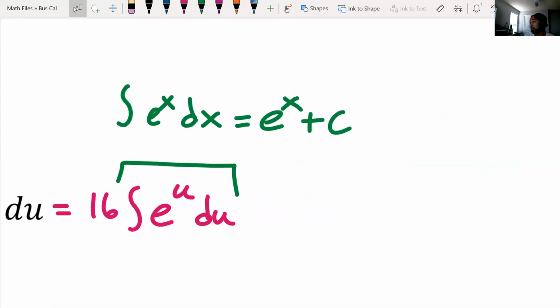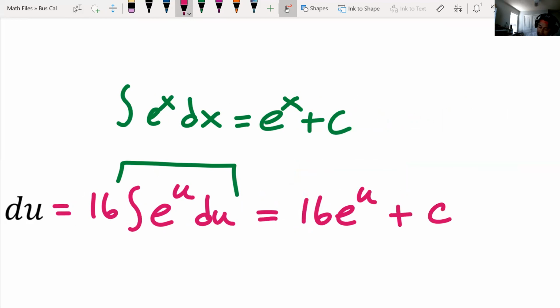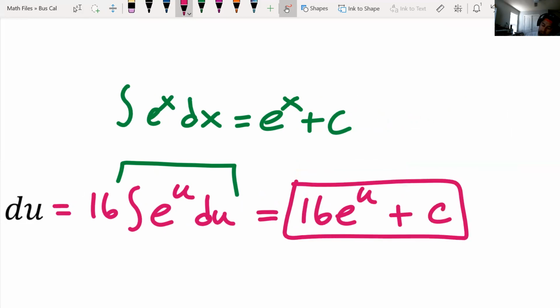So for this one, again, the only difference is the variable is u. So this antiderivative will become 16 e to the u plus c. That's it.